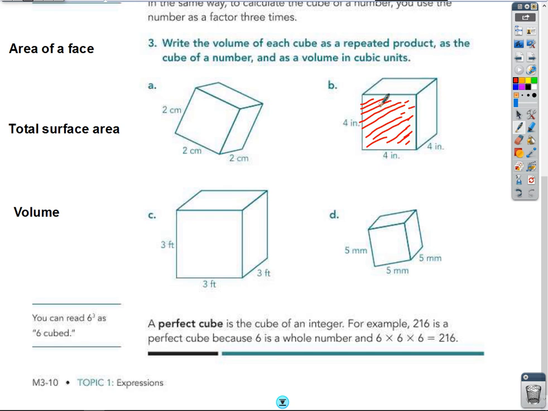We already know that to find the area of a square, we normally say length times width. But what we want to do now is realize that this 4 and this 4 are exactly the same. In a square, all the sides are the same, and it's the same for a cube. So instead of saying length times width, I can call that S times S, side times side. It means the same thing.